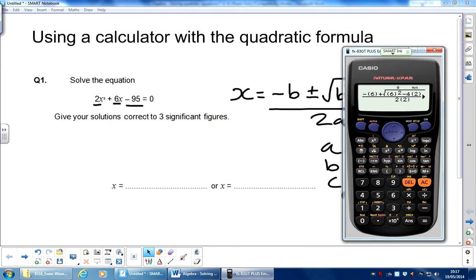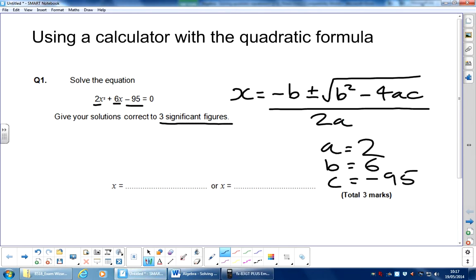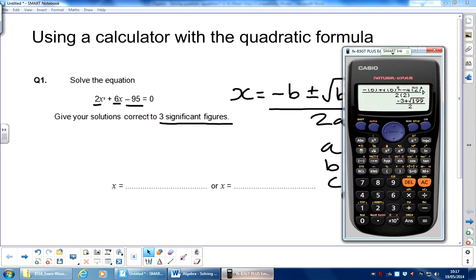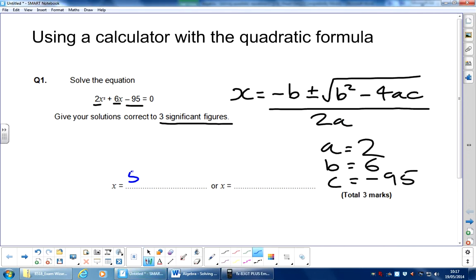I press equals. It gives me my answer in a surd form. Now if we read the question, it wants my answer to 3 significant figures. So I have to press the SD button, and this will put it into that form for me. And my first solution is 5.55.